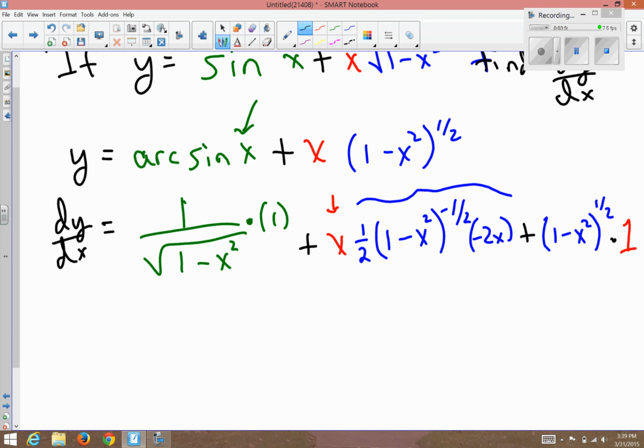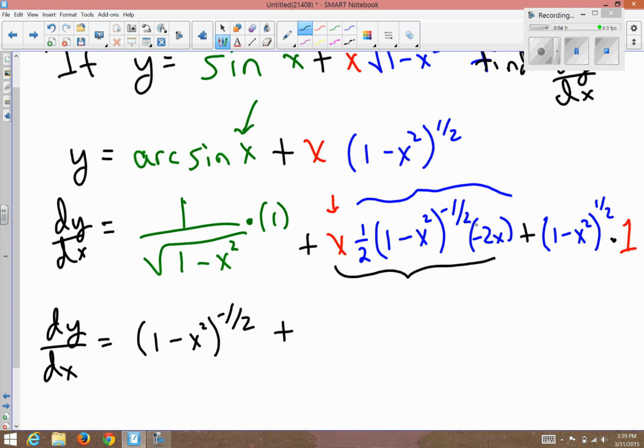So to simplify all of this, this 1 over radical 1 minus x squared could be written as 1 minus x squared to the -1/2. After the plus sign right here, we're going to rearrange this, putting the negative at the beginning. X times x is x squared. 1/2 times 2 is 1. Copy the 1 minus x squared to the -1/2. And after the plus sign, we still have 1 minus x squared to the 1/2.